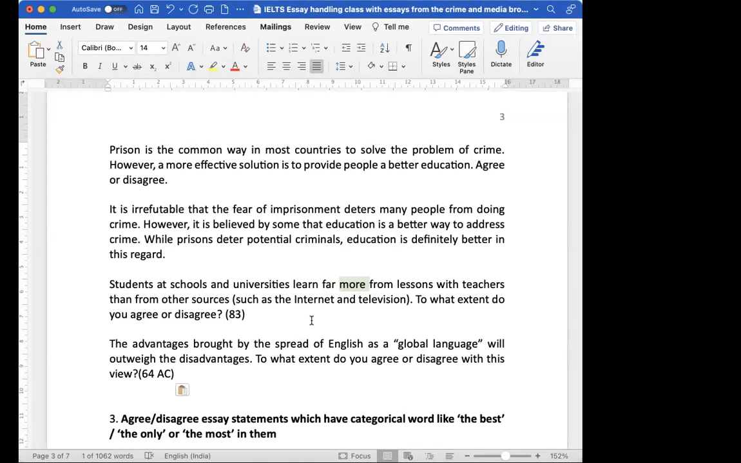अब स्टेटमेंट कह रही है कि जो स्टूडेंट्स हैं वो टीचर्स से ज्यादा सीखते हैं इंटरनेट और टीवी से. अगर आप स्ट्रांगली एग्री करते हो तो आप क्या कह रहे हो कि वो टीचर्स से ज्यादा सीखते हैं than internet and TV. If you agree strongly, you are saying that they definitely learn better from teachers than from internet and TV. Is that clear?